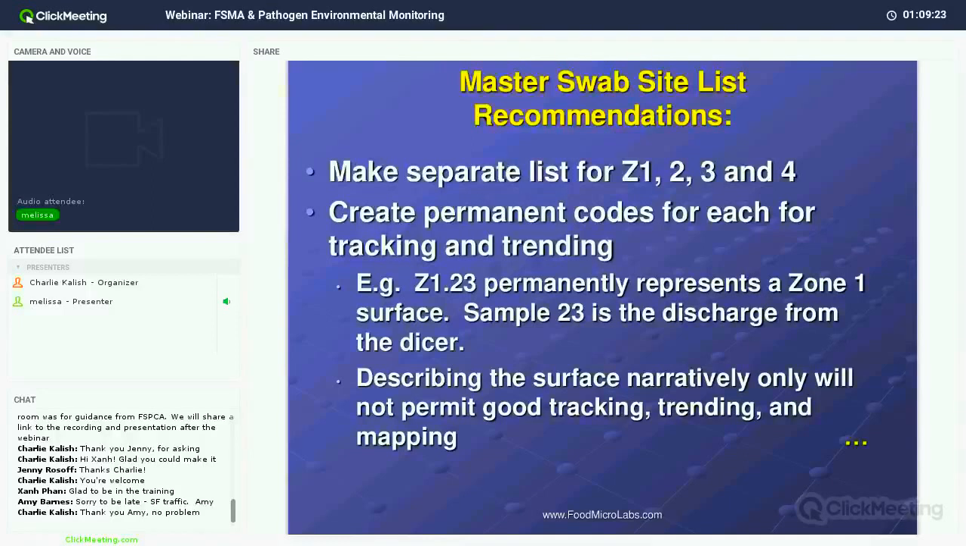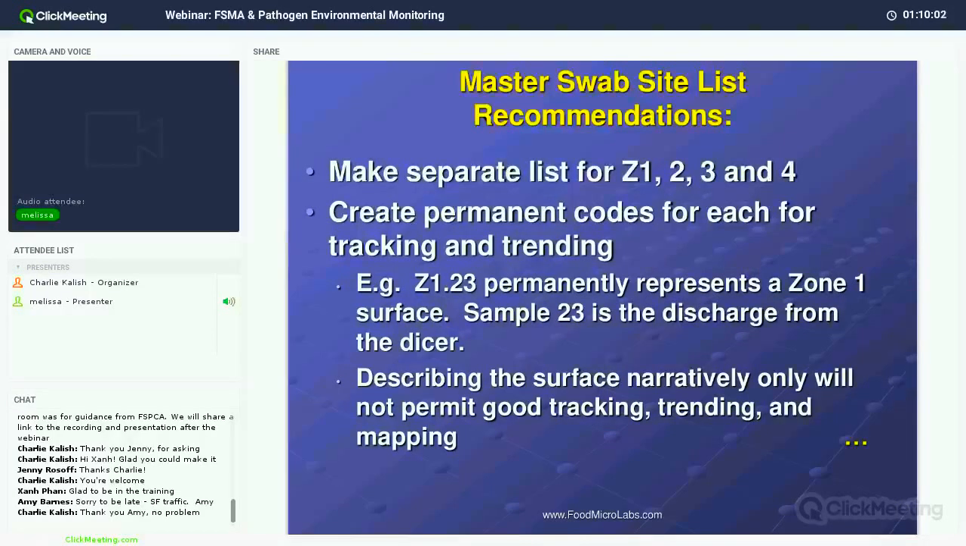And when the agency asks us for our swab site lists and they look at our findings in the future, which are in their purview when we're under the FSMA rule, they need to be able to discriminate from your plan what surfaces are zone 1 versus zone 2 versus zone 3, for example, because their interpretation of how important those are depends on that. So creating permanent codes for each site, swab site or sampling site, is really important for tracking and trending purposes.